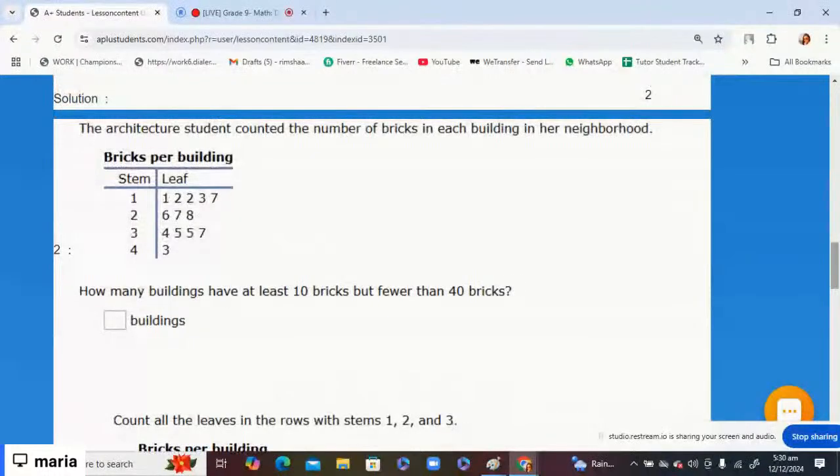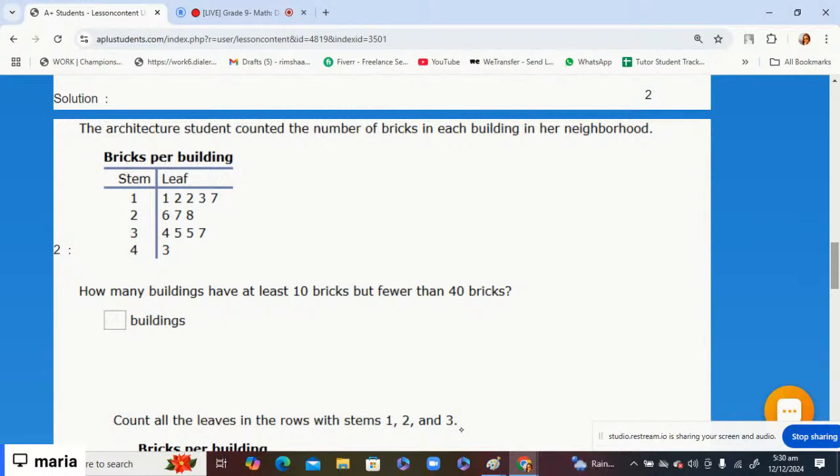Now in this one, the architecture student counted the number of bricks in each building in her neighborhood. Stem is given, leaf is given. Count all the leaves in the rows with the stems 1, 2 and 3. They are asking how many buildings have at least 10 bricks but fewer than 40 bricks? First we check the stem 1. That is 1, 2, 2, 3, and 7. For the 2, it's 6, 7, 8. For the 3, it's 4, 5, 5, 7.